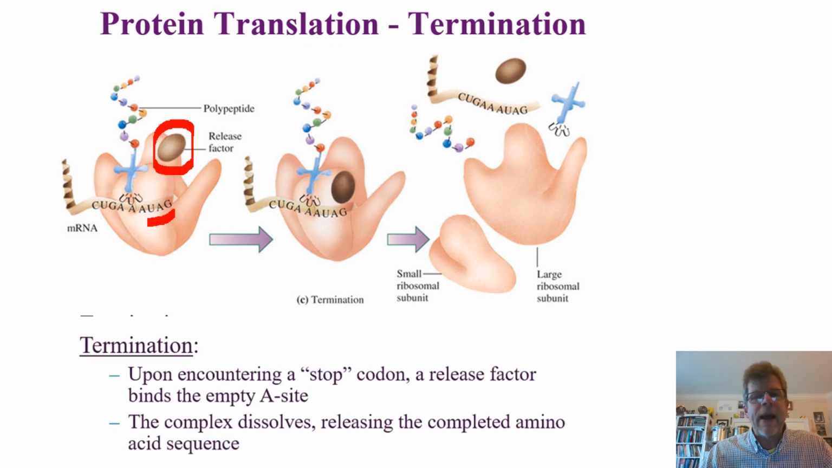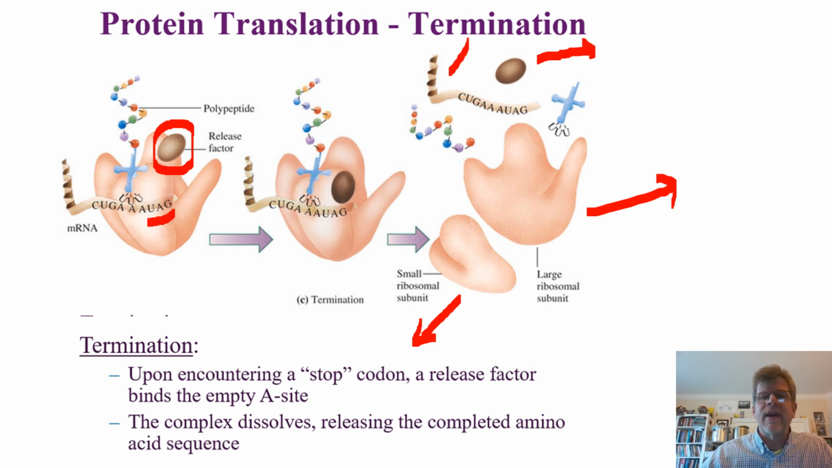And once that happens into the now empty A site, it gives that third command that we see in nature a lot, stop. Obviously, it's a stop codon, and what that means is the entire complex then breaks apart. The two ribosomal subunits break apart, the release factor moves away, the messenger RNA is released, and most importantly, the finished protein is then released to perhaps fold into its more mature form.